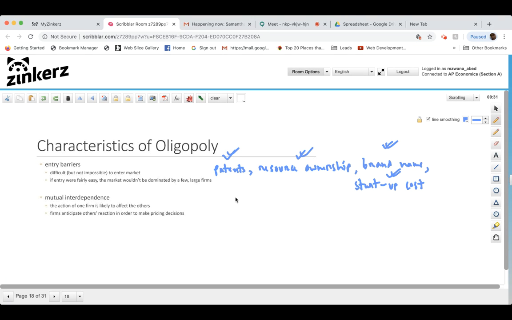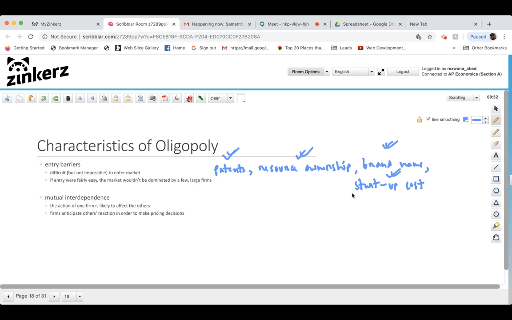Okay. So there is long run economic profit. We don't really get into that with oligopoly either. That is something for discussion in higher economics classes, but with oligopoly, we don't really get into that either.